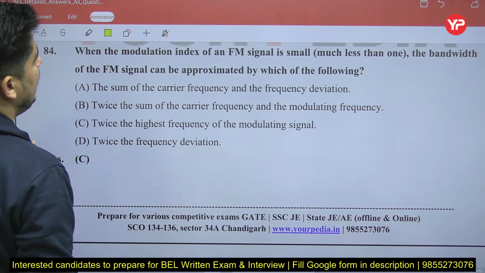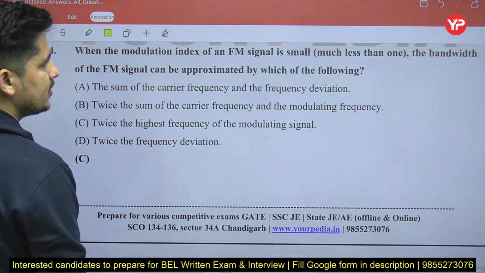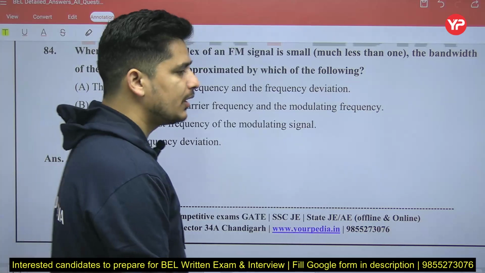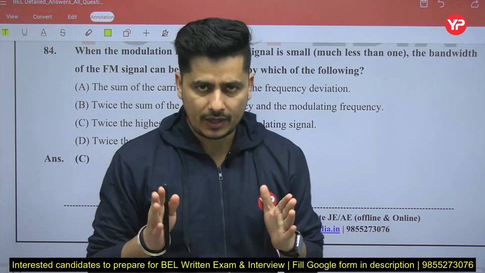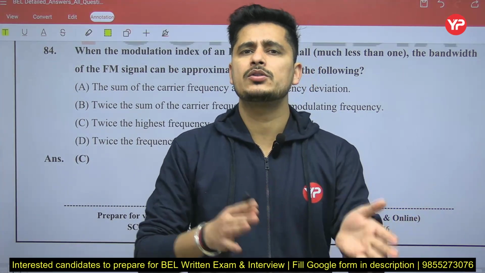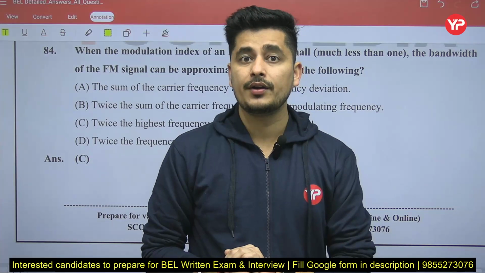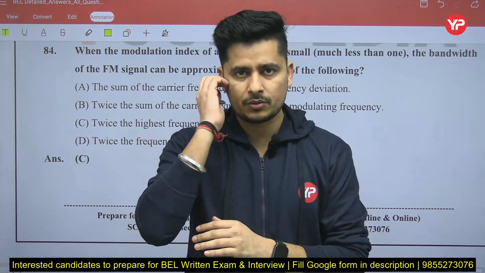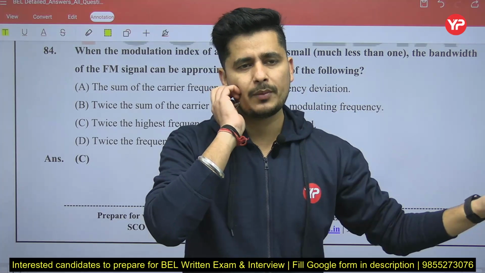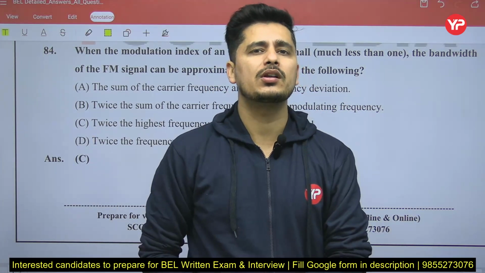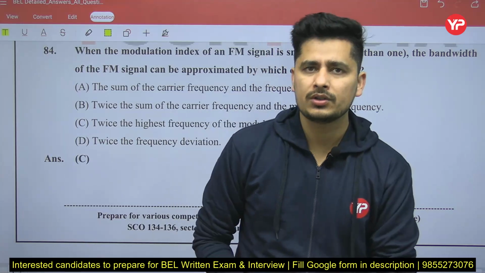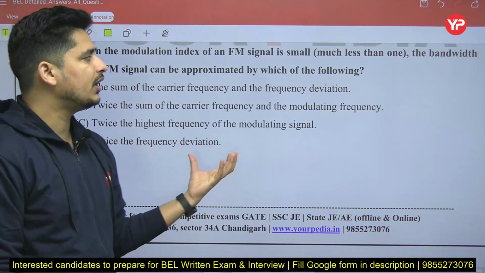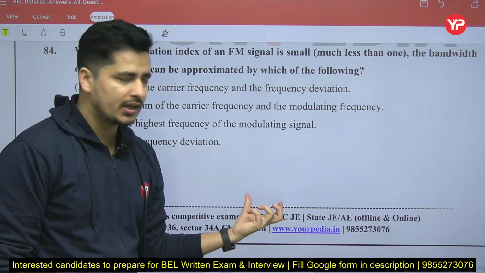When the modulation index of an FM signal is much smaller than 1, the bandwidth of the FM signal can be approximated by which of the following? Whenever you have a narrow band FM, it is always equivalent to AM. Remember that. So we can study narrow band FM as an AM signal. That's why narrow band FM does not have any practical importance, because instead of generating a narrow band FM, we can directly generate an AM signal.